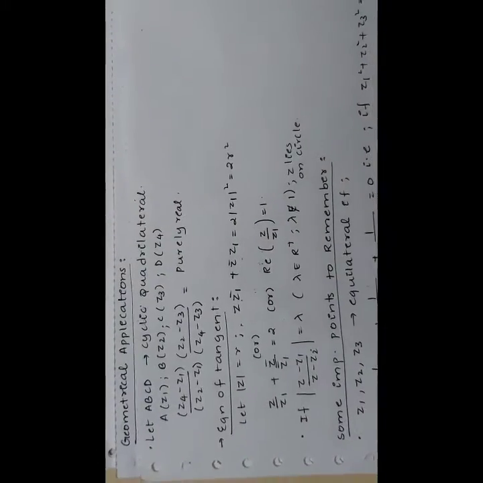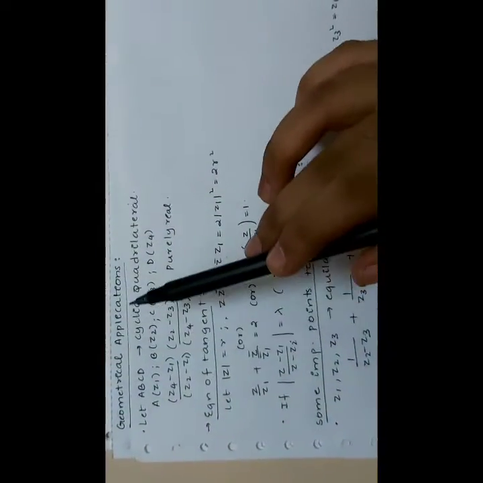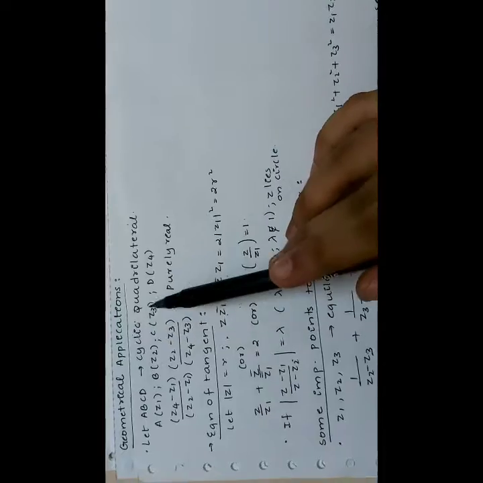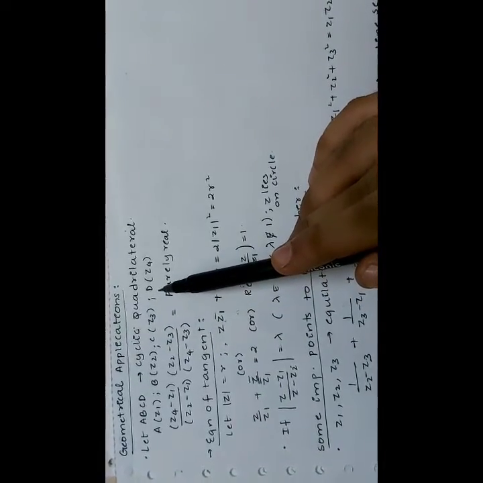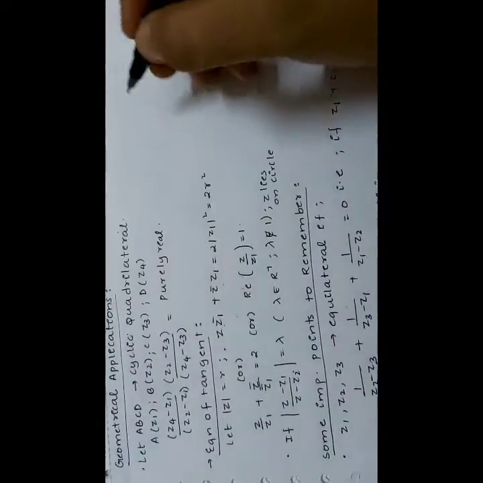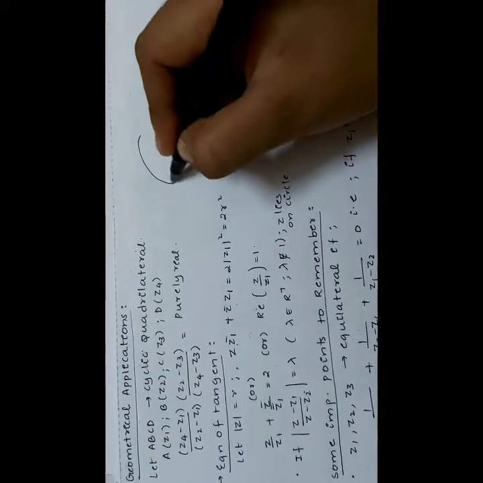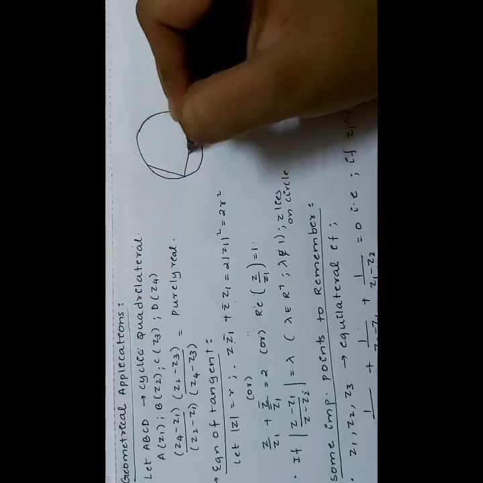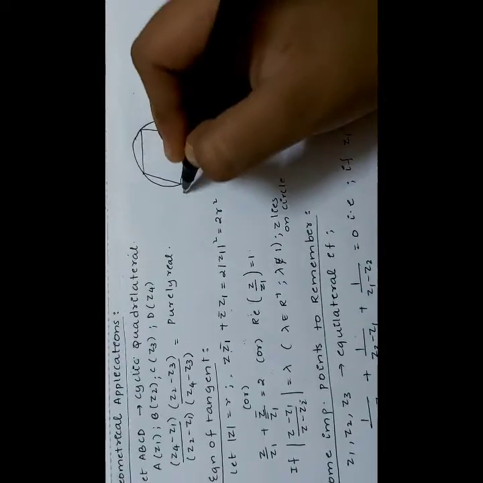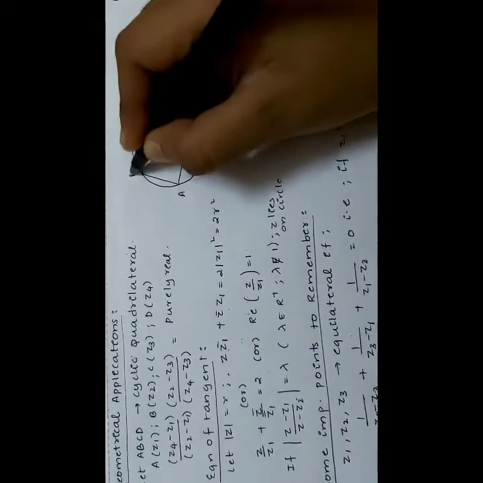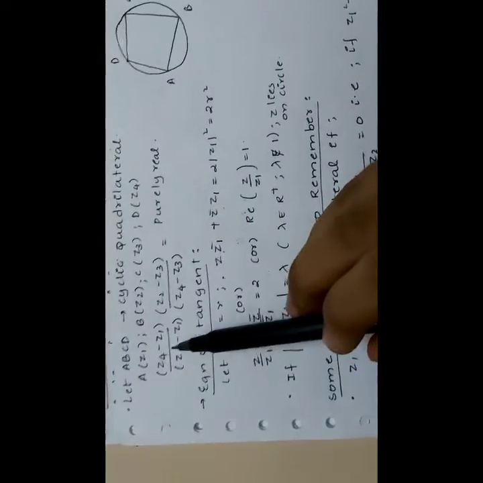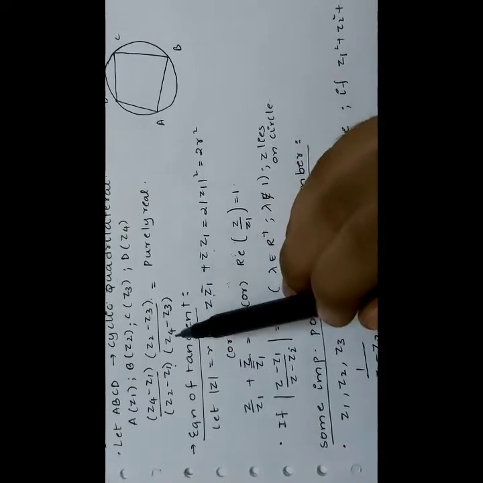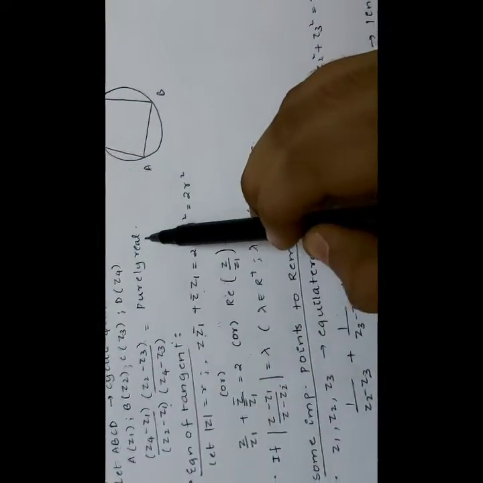A few geometrical applications. Let ABCD be a cyclic quadrilateral. Let A be z1, B be z2, C be z3 and D be z4. Then z4 minus z1 by z2 minus z1, into z2 minus z3 by z4 minus z3 is purely real.